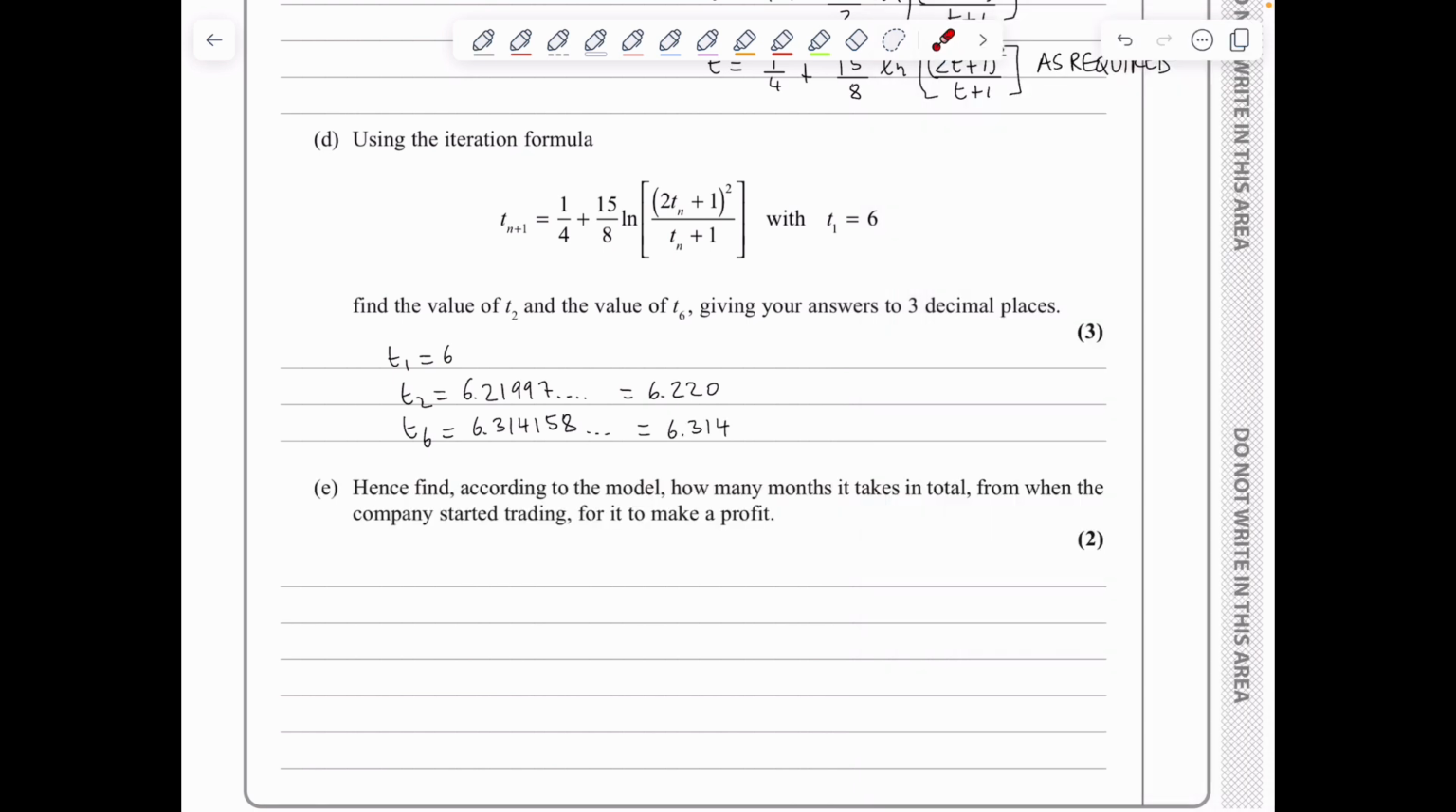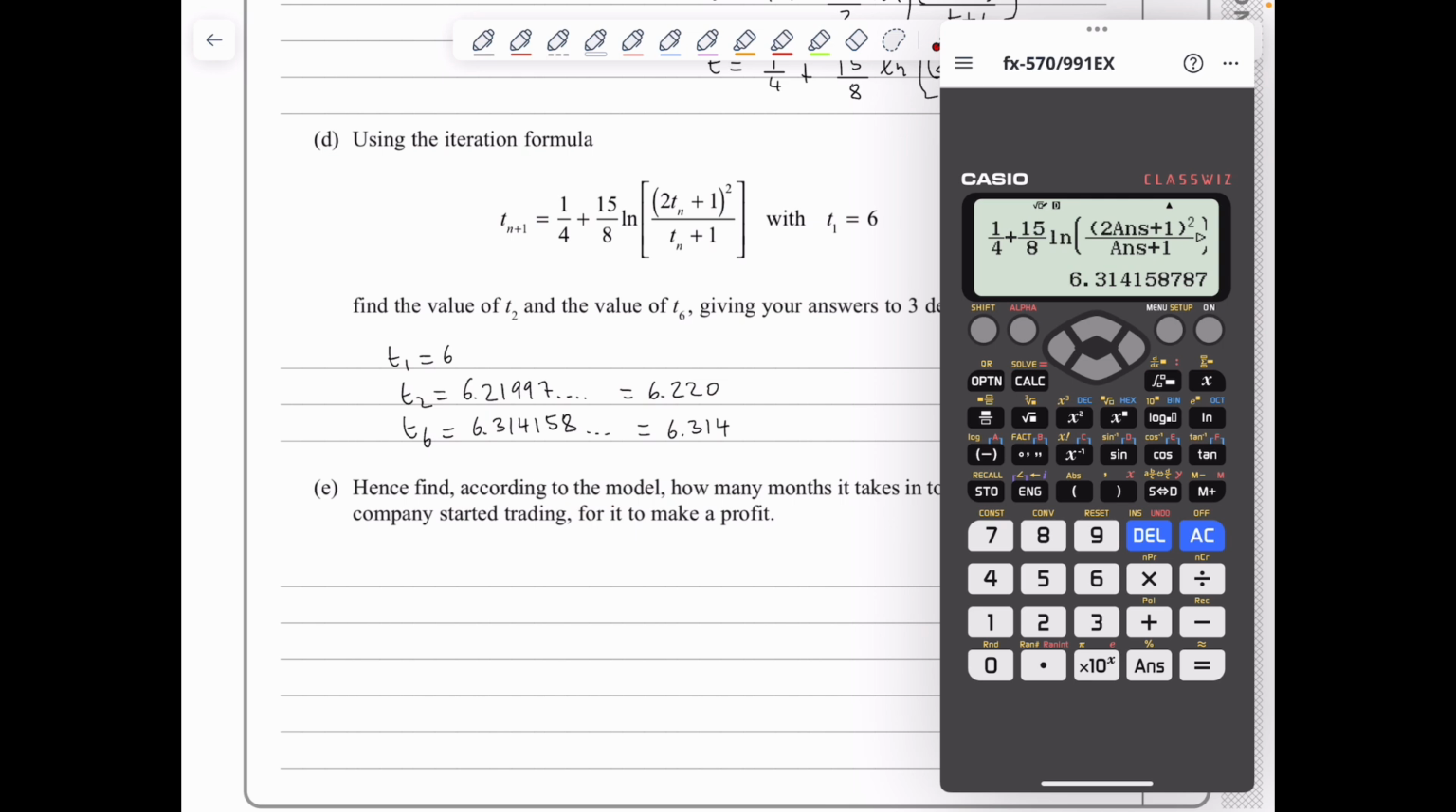And in part E, it says find, according to the model, how many months it takes in total from when we have started trading for it to make a profit. So we've got this on the calculator. If I keep pressing the equal sign, I can see that my value is gradually stabilizing at 6.314 something. So if I simply do 6.314, this is years, and I multiply this by 12 to make it into months, I get 75.8, and therefore we conclude that it will take 76 months for the company to make a profit.